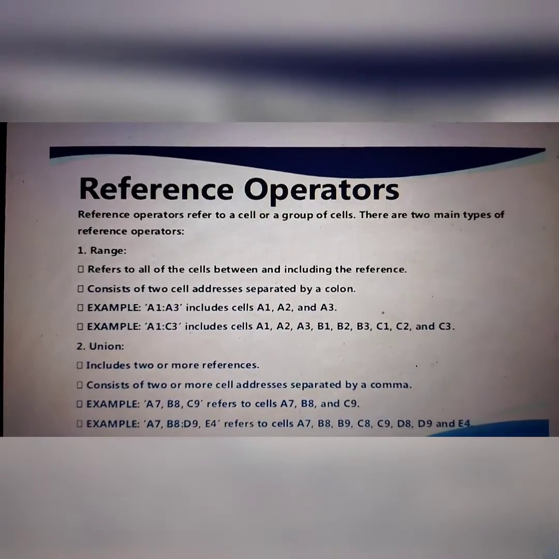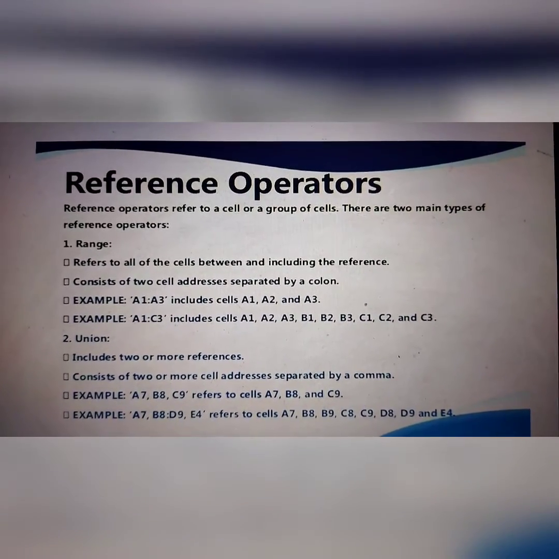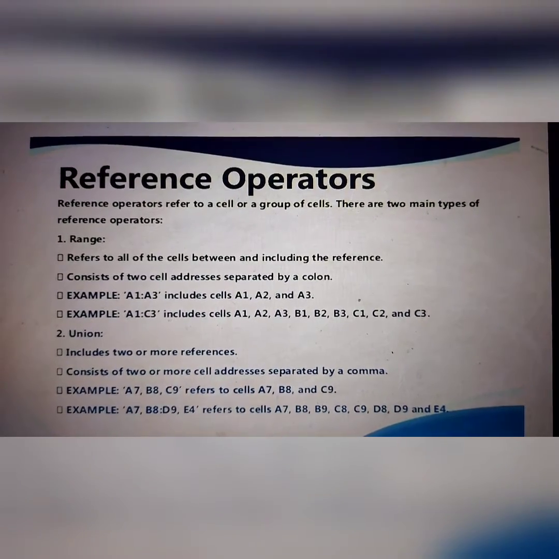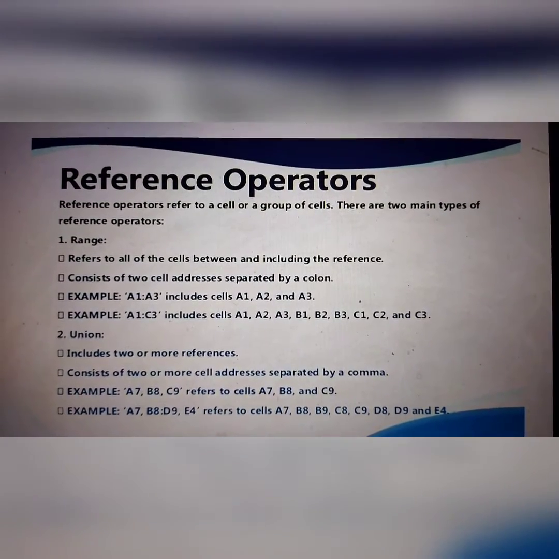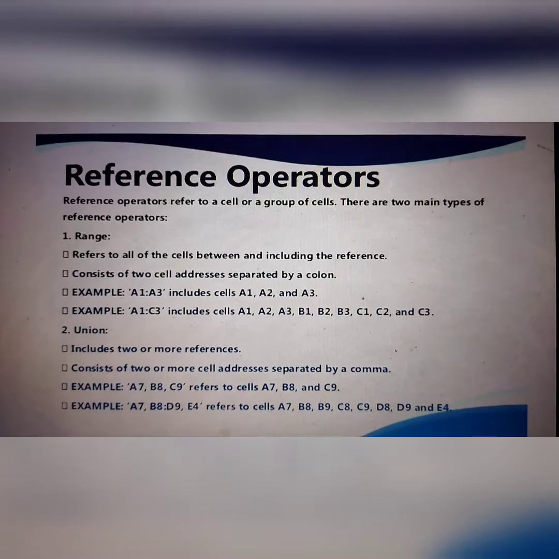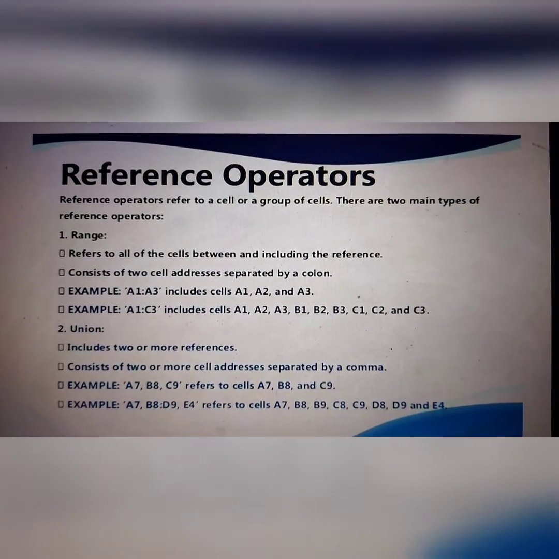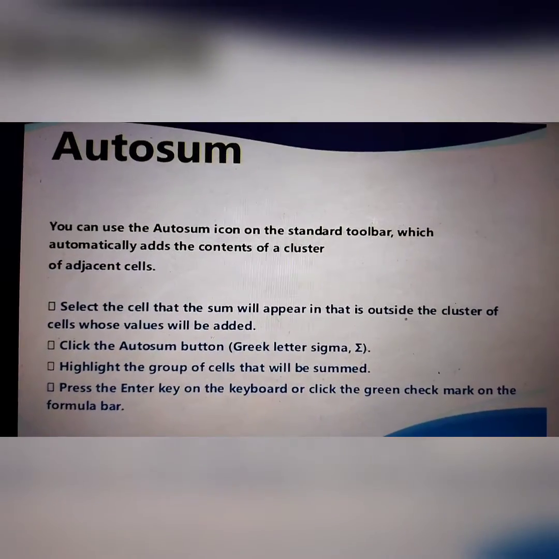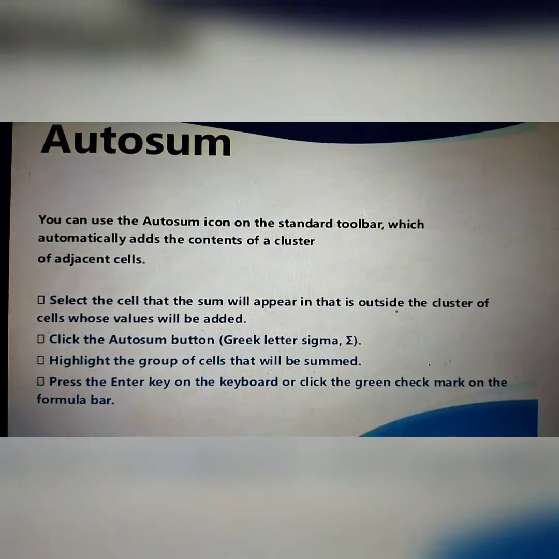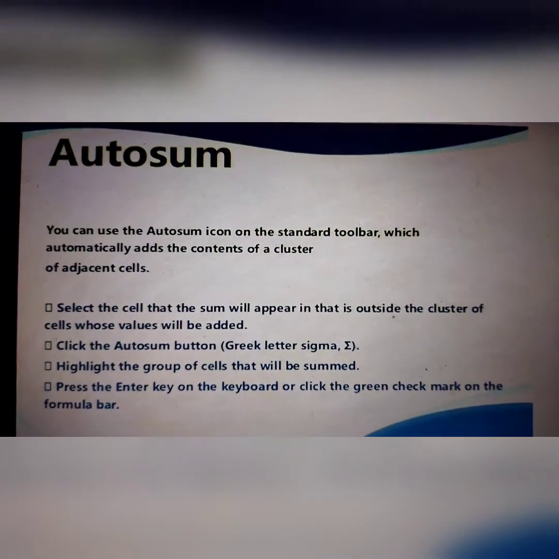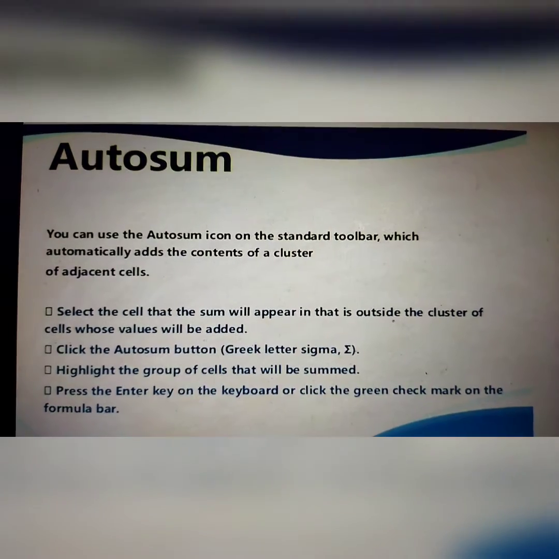Next is your reference operators. A reference operator refers to a cell or group of cells. There are two main types of reference operators. First is range, which refers to all the cells between and including the references, consisting of two cell addresses separated by a colon. An example is already given in this video. Next is AutoSum used in MS Excel. Students, the AutoSum feature applies formulas including addition, subtraction, division, multiplication, etc.